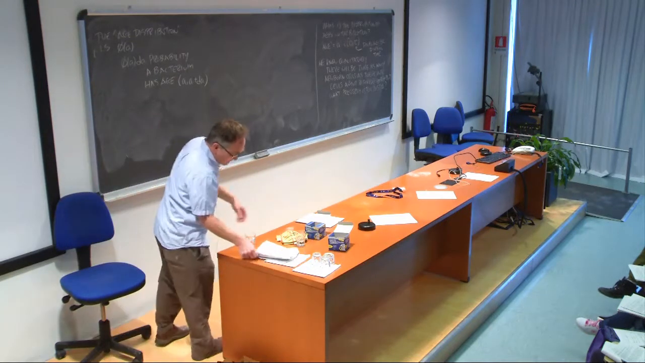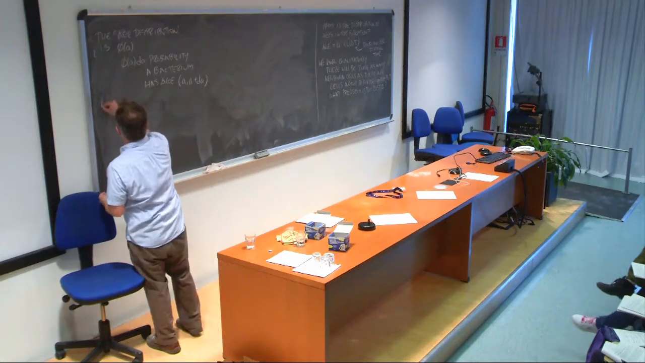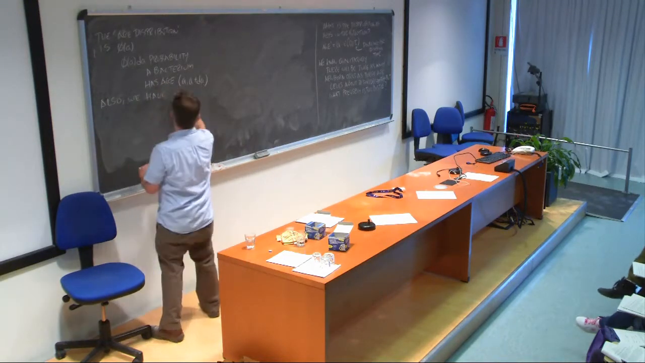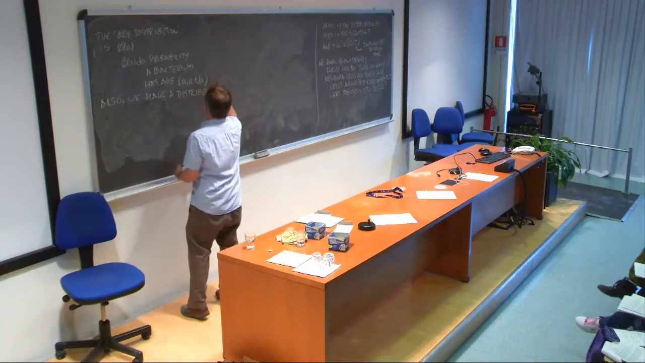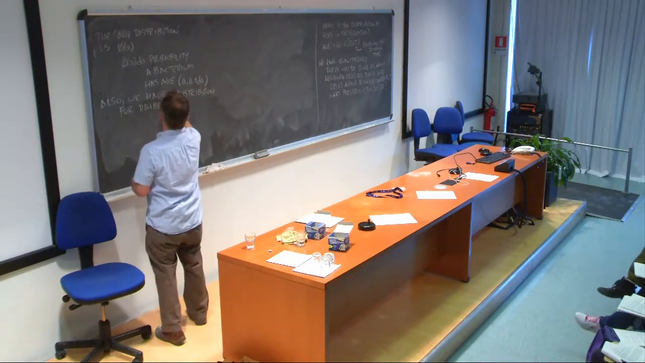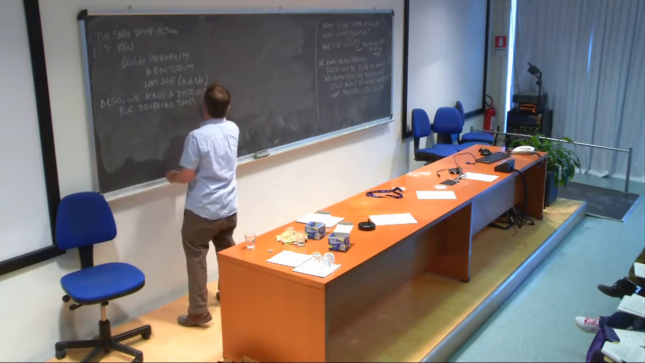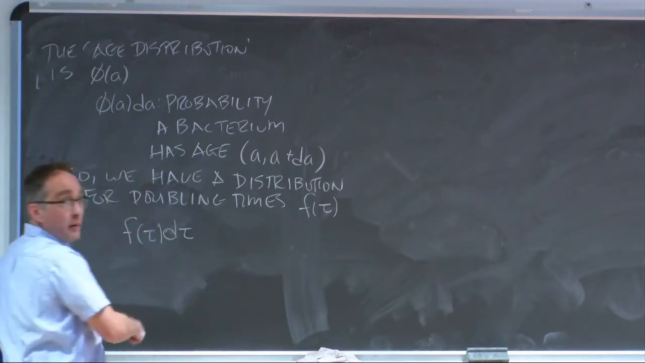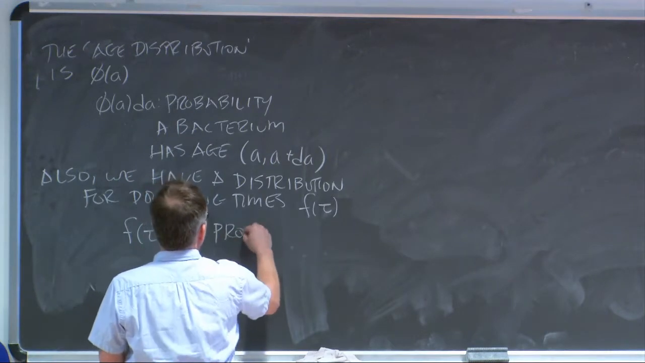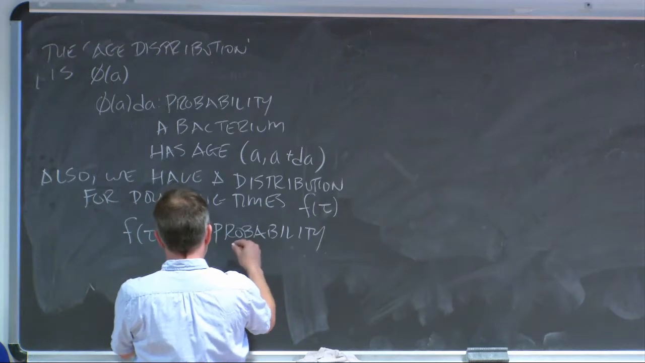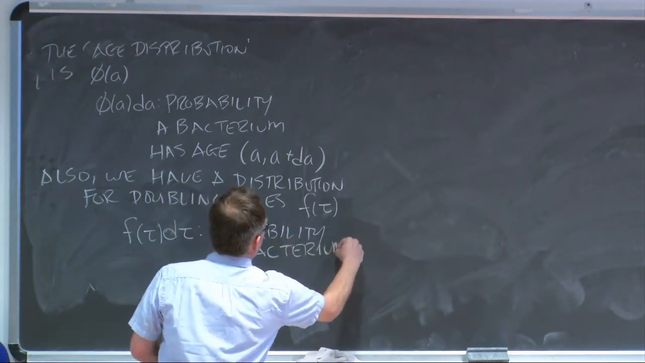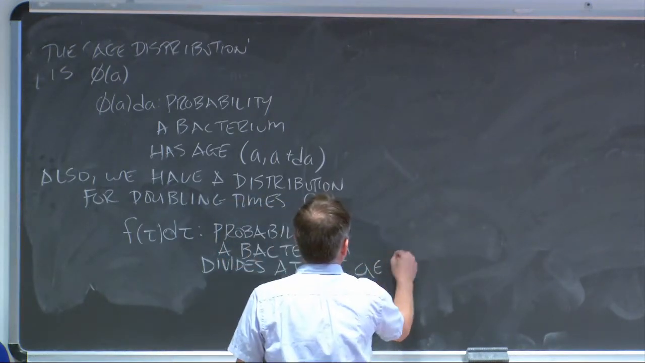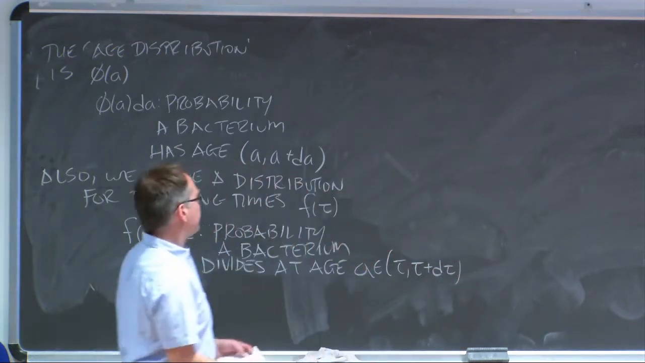Okay, let me talk then about the distribution for the doubling times. So also, we have a distribution for the doubling times, which I'm going to call F tau, F lowercase tau. Here I mean that F is a continuous probability distribution that denotes the probability a bacterium divides at age A somewhere between tau and tau plus D tau. All right.